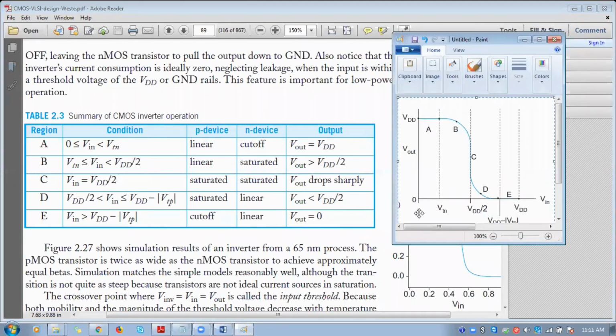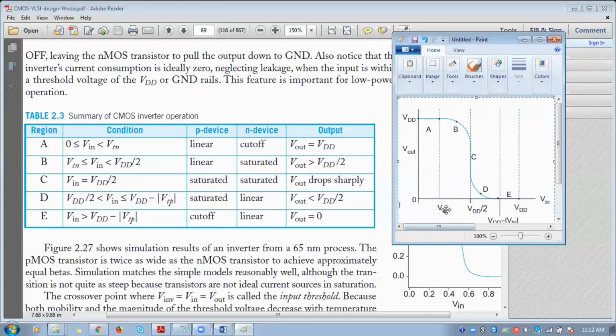The first region is where the input voltage is between 0 and VTN. At that time, your PMOS will be in the linear region and the NMOS will be in the cutoff region. Actually, we are applying logic 0 at the input of the CMOS inverter. When we are applying logic 0, your PMOS will be in the on condition, slightly getting into the on condition, and the NMOS will be in the cutoff region. So at that time, the output will be connected to VDD through the source of the PMOS. We will be getting the maximum output, as mentioned here.